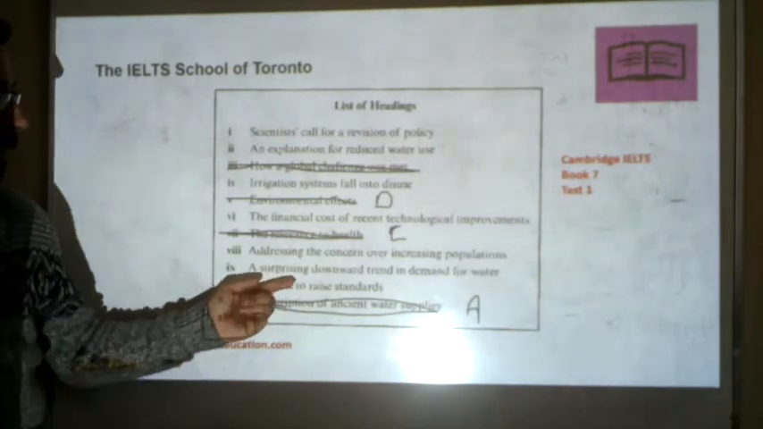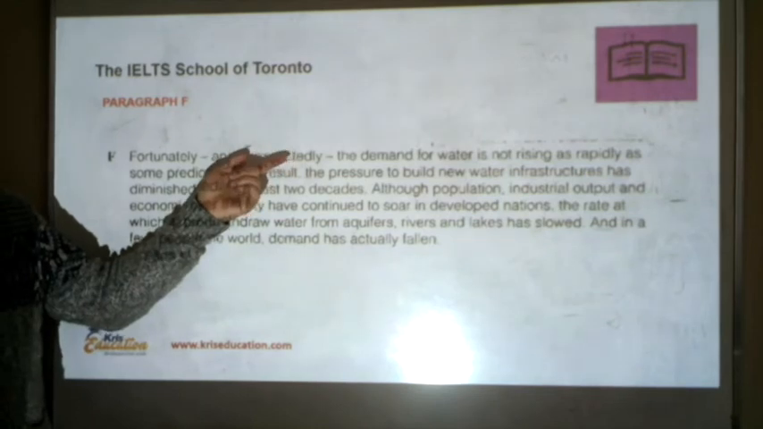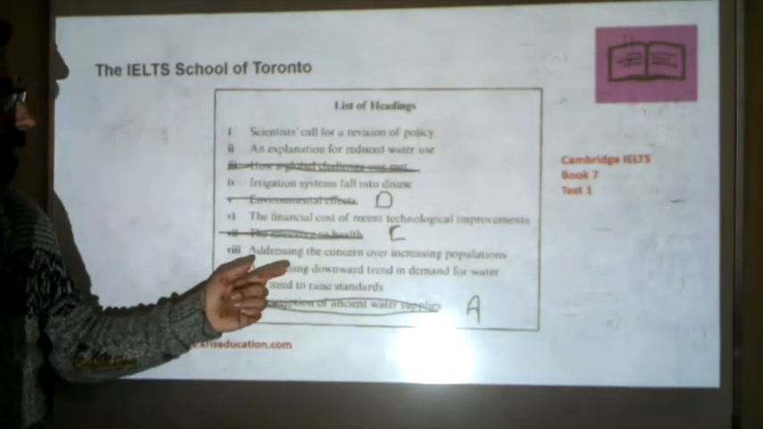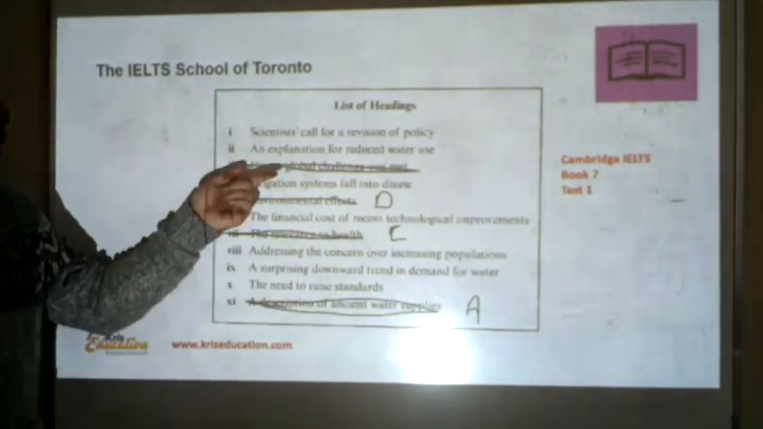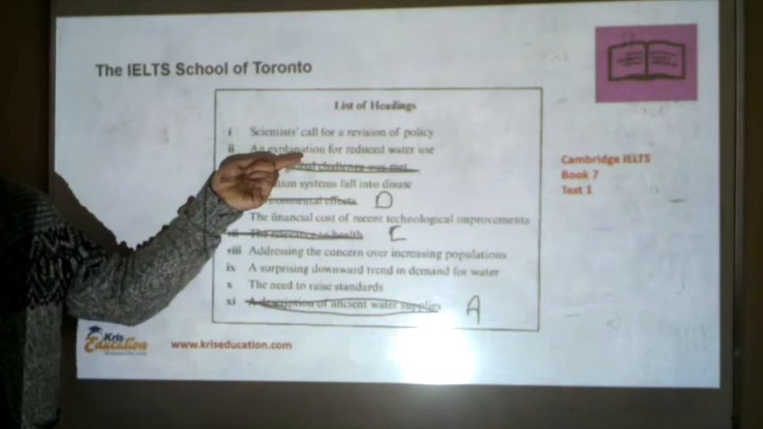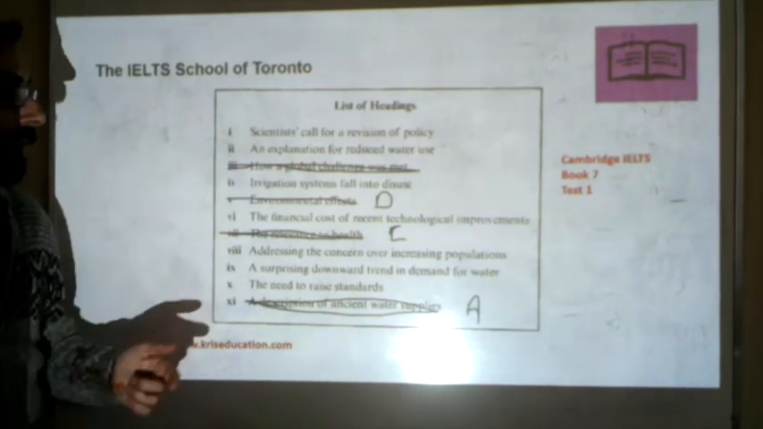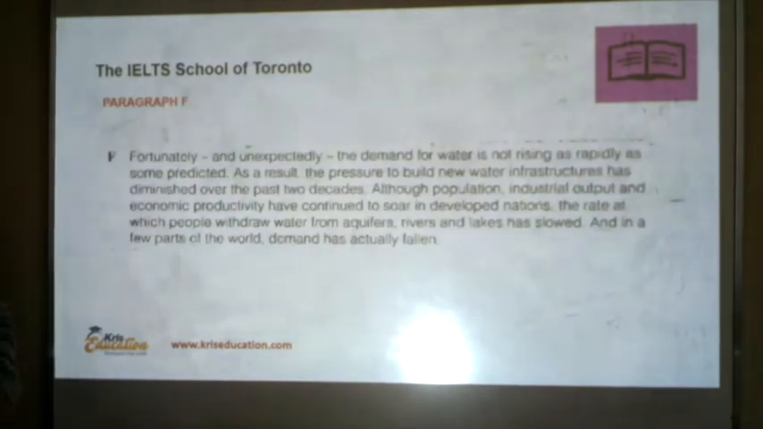So a surprising, unexpectedly, is surprise, and this is the right one. A surprising downward trend in demand for water, because we don't have anything about explanation. But just to be sure that we have nothing about explanation in this paragraph, let's read the second sentence.